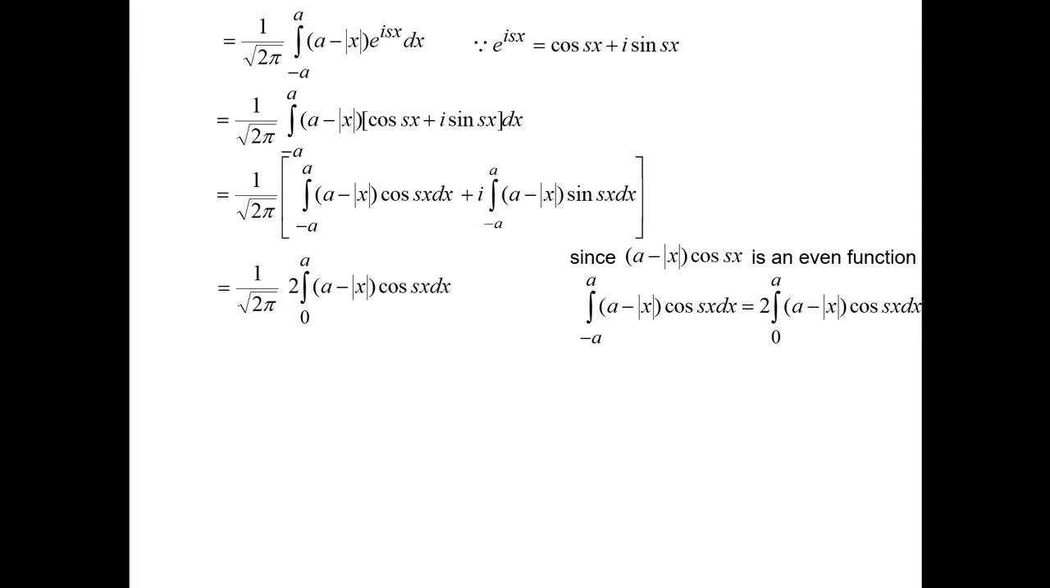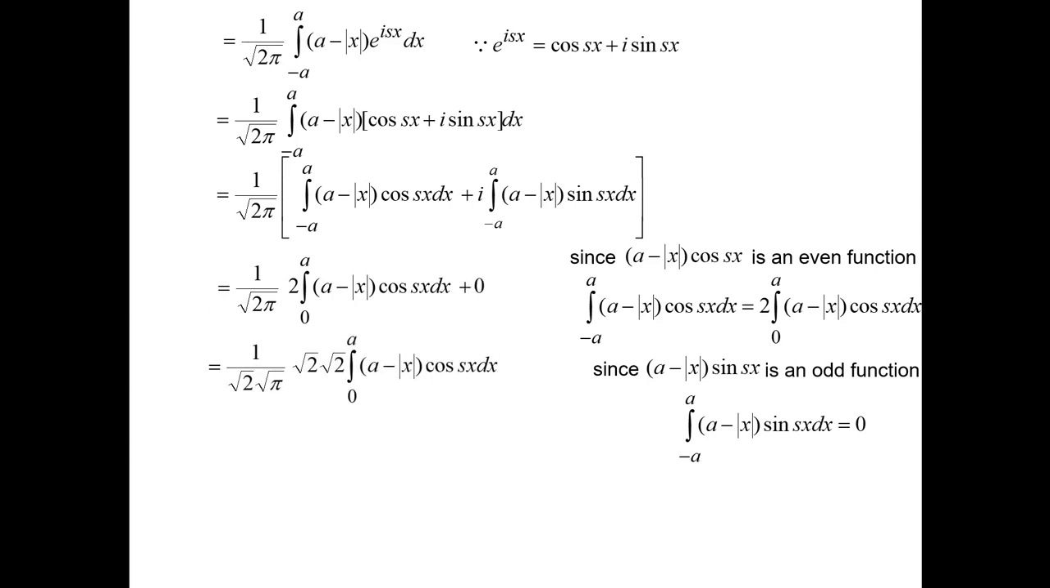Whereas in the second integration, the term a minus modulus of x into sin sx is an odd function. When it is an odd function, the total integral value over minus a to plus a of a minus modulus of x sin sx dx becomes 0. So substitute 0 for the second integration, and 2 can be written as root 2 into root 2, and here that root 2 gets cancelled. So we get the square root of 2 divided by pi times the integral over 0 to a of a minus modulus of x cos sx dx.